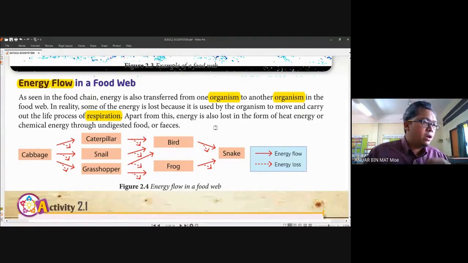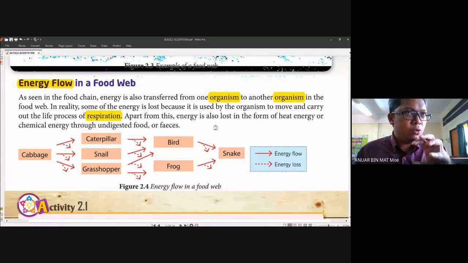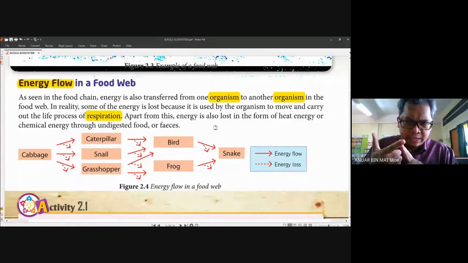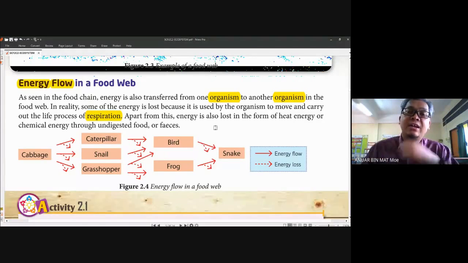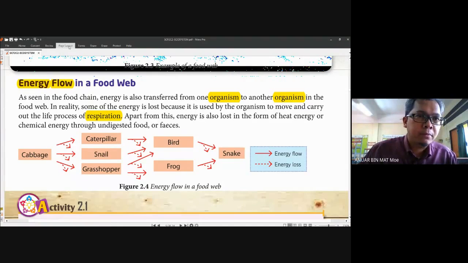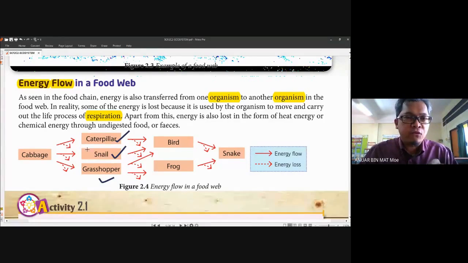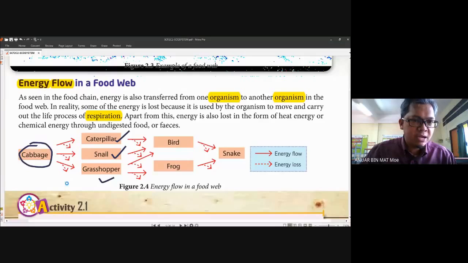Yes, animals eat. Animals will eat, so they will get the energy, especially the consumers. Primary consumer, secondary and tertiary consumer, they get energy from eating. Eat what? Eat another organism. For example, caterpillar, snail and grasshopper get the energy from eating the cabbage.